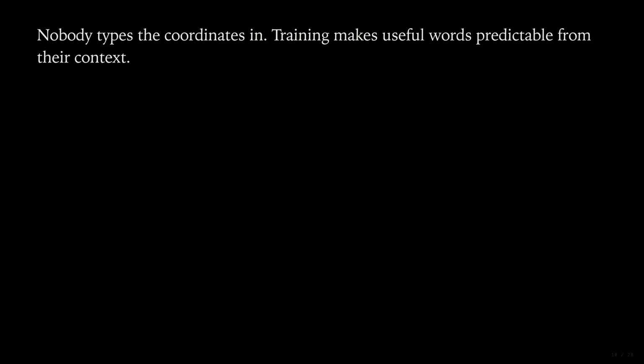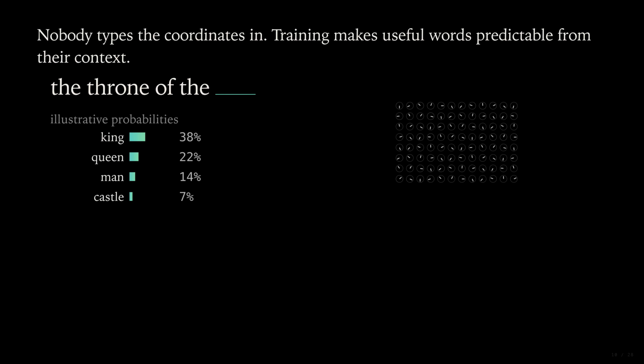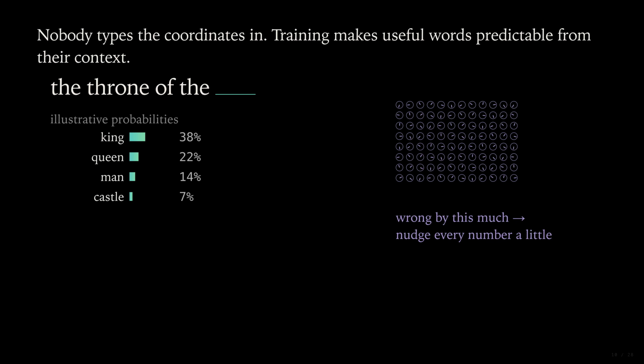So how do the numbers get set? Nobody types the coordinates in. Training makes useful words predictable from their context. Given a stretch of text around king, queen or throne or man tend to show up nearby. When the guess is wrong, you nudge every number a little in the direction that would have made the real neighbors more likely. Ask the same context again, and those neighbors come back higher.